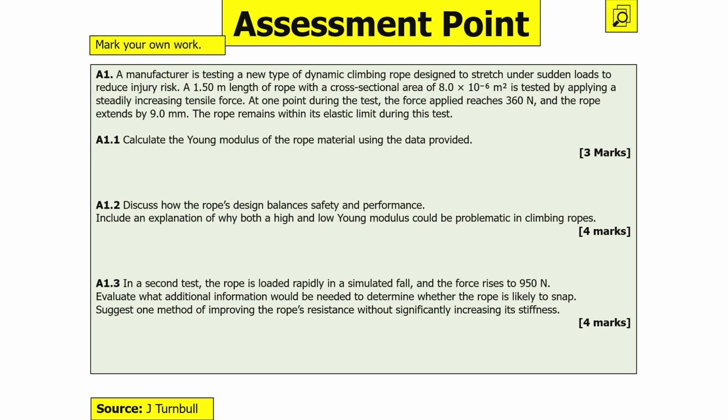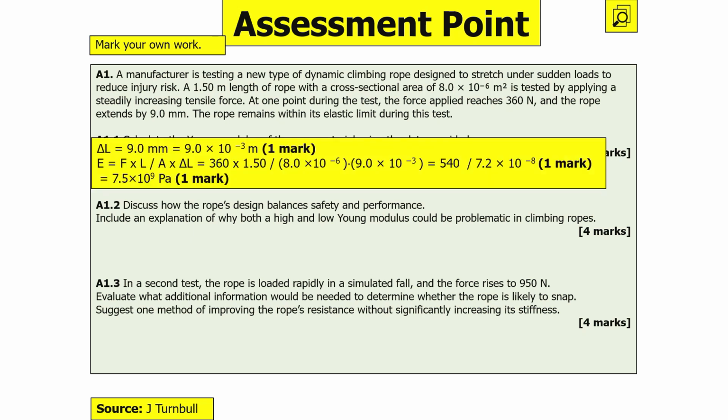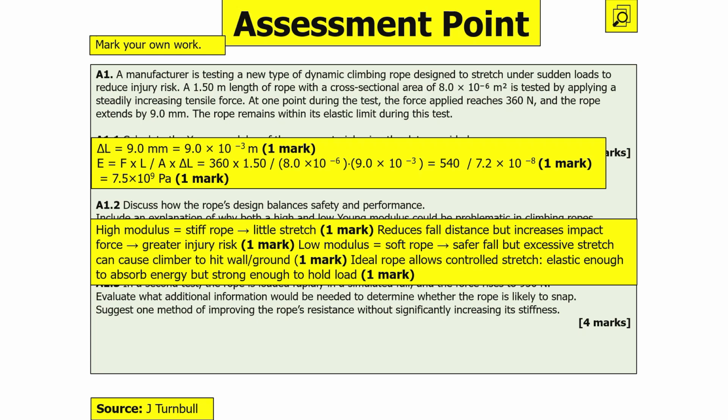Right, in our first one, we know that the extension is 9 times 10 to the minus 3 meters. The Young modulus is force times length over area times extension. Pop in all the values, work it through, and we get 7.5 times 10 to the 9 pascals. Now a high Young modulus will lead to a stiff rope with little stretch. Now this will reduce the fall distance but increase the impact force, leading to a greater injury. A low modulus would lead to a soft rope with a safer fall but excessive stress, which may cause the climber to hit the wall or the ground.